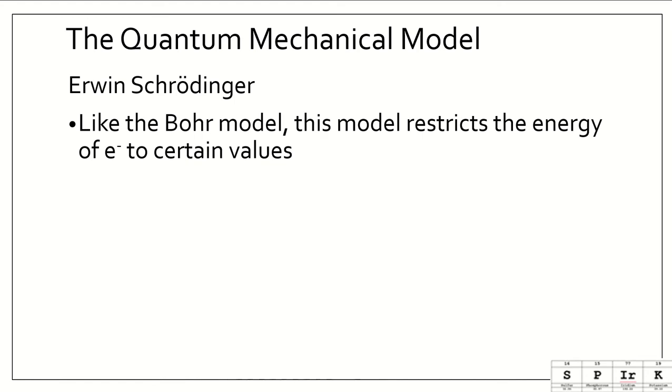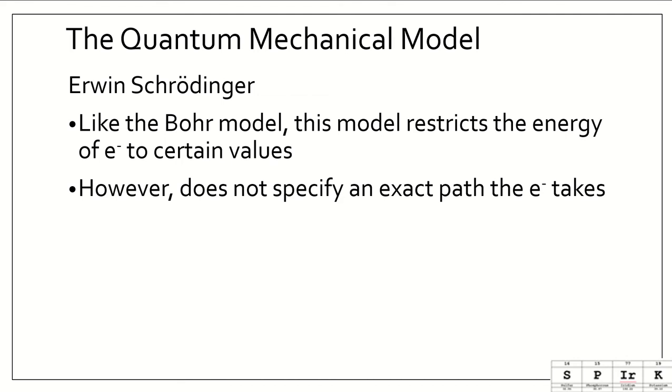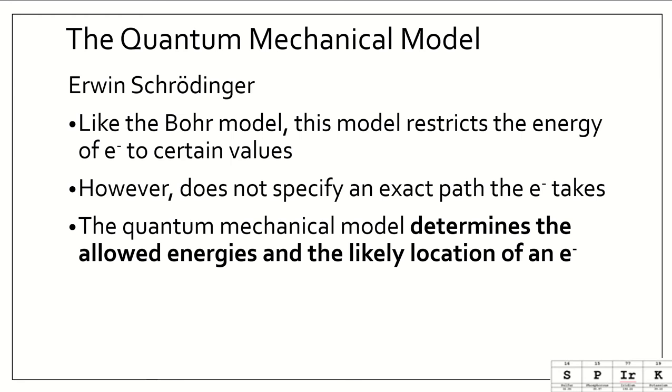So like the Bohr model, Schrödinger's model restricts the energy of electrons to certain values. However, it does not specify an exact path that the electron takes. So remember, in the Bohr model, there was that orbit, and that's the only path that the electron is on, whereas the quantum mechanical model says, yes, electrons have energy, but they do not have an exact path. The quantum mechanical model determines the allowed energies and the likely location of an electron. So we don't know exactly where it is, but we have a pretty good idea. And that's what we would talk about with probability.